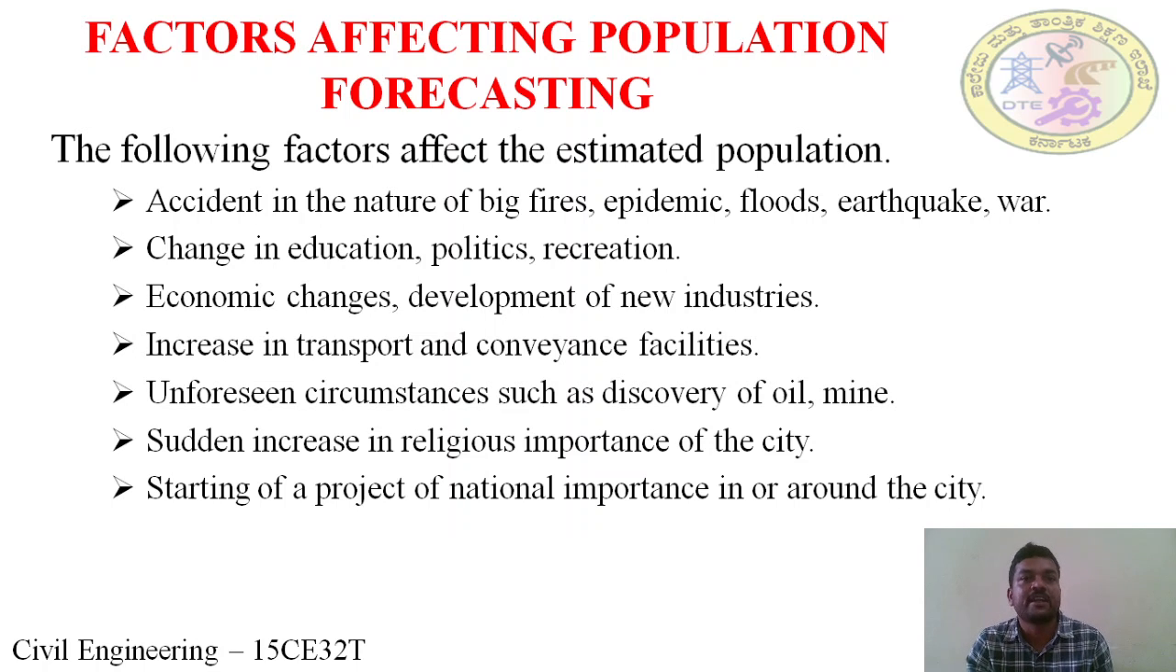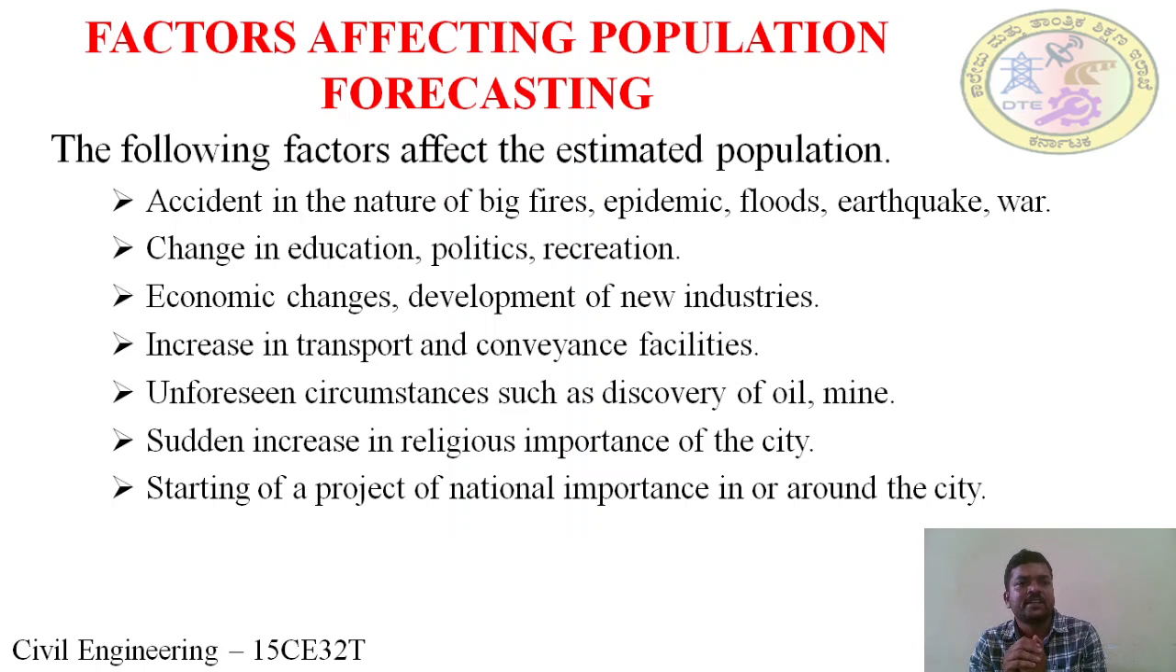The following are the factors which may affect the population. Accidents in the nature of big fires, epidemics, floods, earthquake, war, etc. In case of any natural disaster, if an earthquake occurs, there may be a lot of loss of property as well as human resource, which may lead to a decrease in population. In case of epidemics also, the population goes on decreasing.